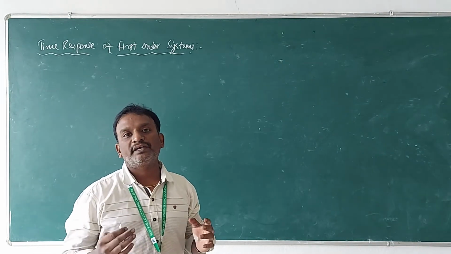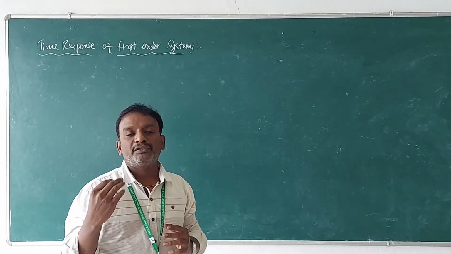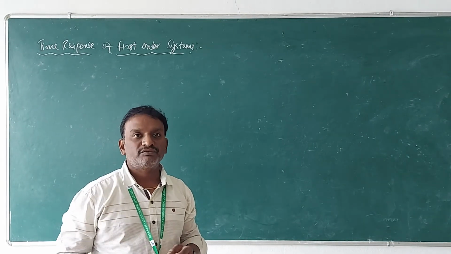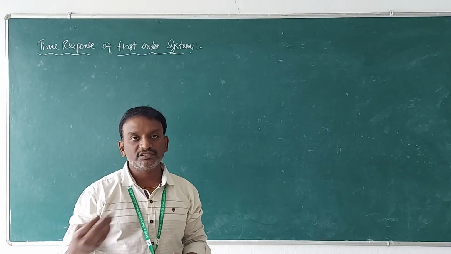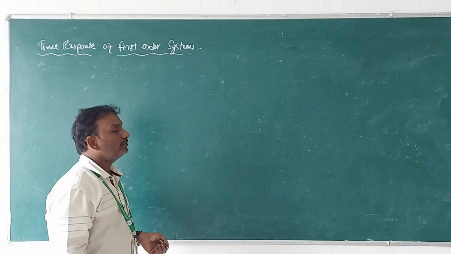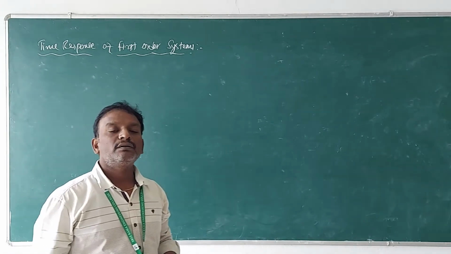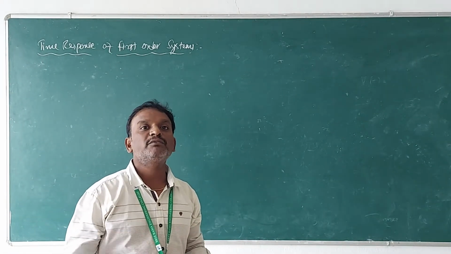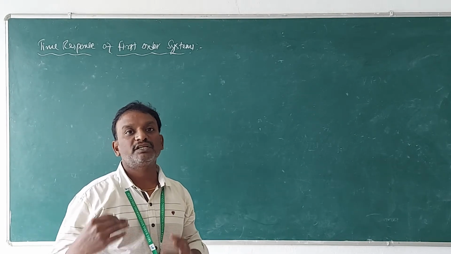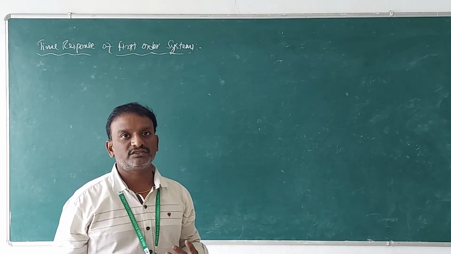In the last video class I explained what we mean by a first order system, and after that, examples for the first order system. This class is a continuation of that. Now in this class we are going to discuss how to determine the time response for a first order system. After that I will explain what is the impulse response of this first order system.